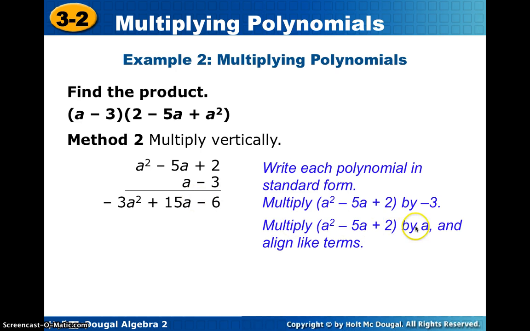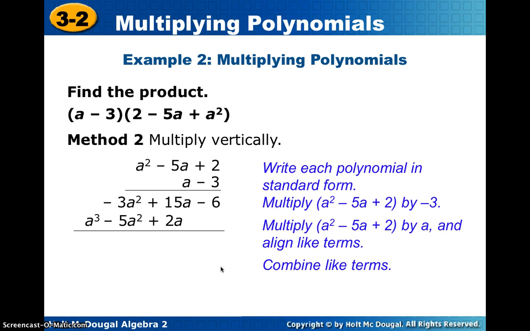Okay, so now we are multiplying the top equation by a. When we multiply the top equation by a, a times 2 gives us 2a, a times negative 5a gives us negative 5a squared, and then a times a squared is a cubed. Then we can just add straight down. We're going to combine like terms by adding straight down. We have our final answer.